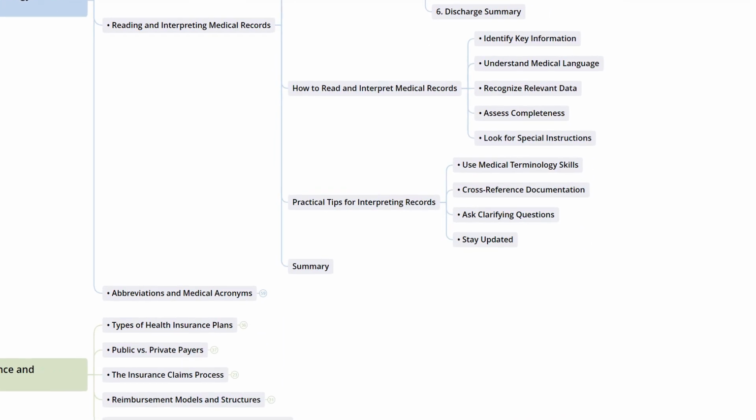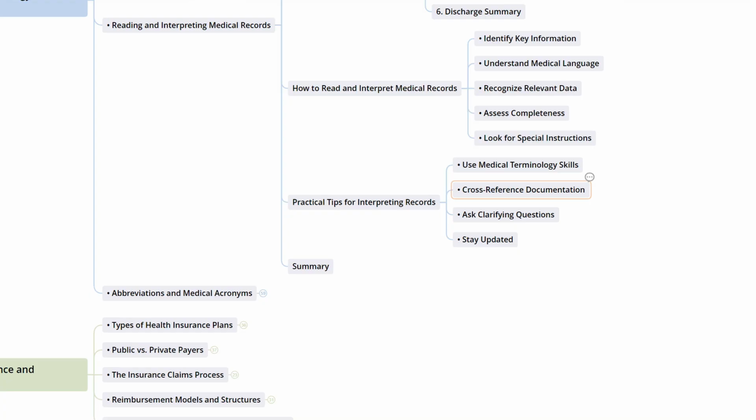Next, practical tips for interpreting records. Use medical terminology skills. Break down complex terms into known roots, prefixes, and suffixes. Cross reference documentation. Compare different parts of the record for consistency.